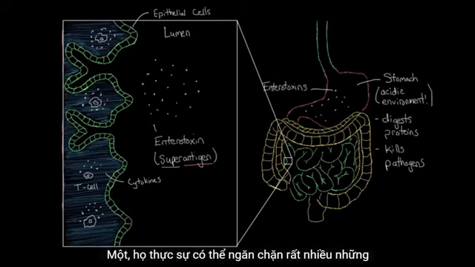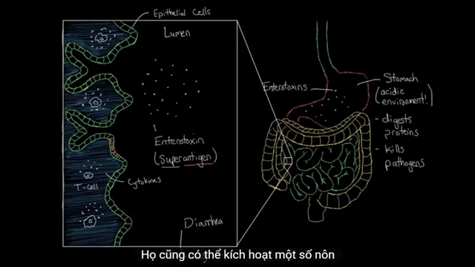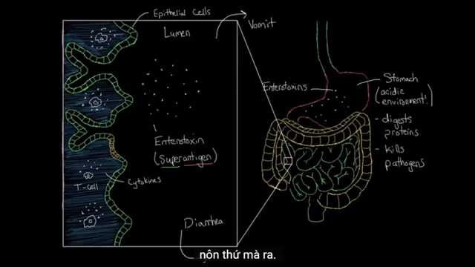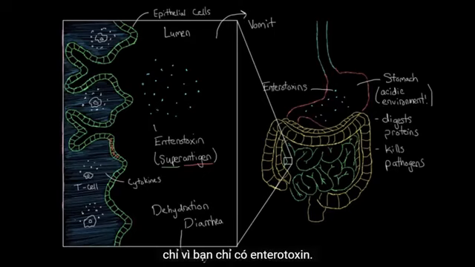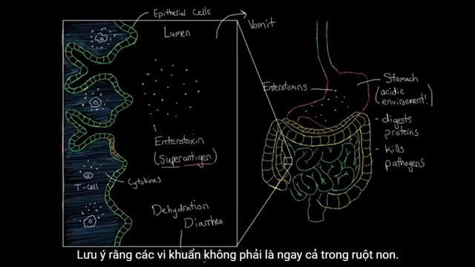One, they can actually prevent a lot of these epithelial cells from doing their job. That is, they prevent them from absorbing all that food and water. So all that stuff that you ate and drank will just pass through as diarrhea. They can also trigger some of the vomiting centers in your brain to force you to vomit that stuff out. And because all this water isn't being absorbed into your system due to the vomiting and diarrhea, you're going to experience some dehydration as well. So this is how a lot of those symptoms can arise just because you have only the enterotoxin. Note that the bacteria isn't even in the small intestine.